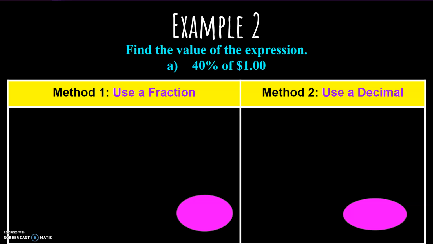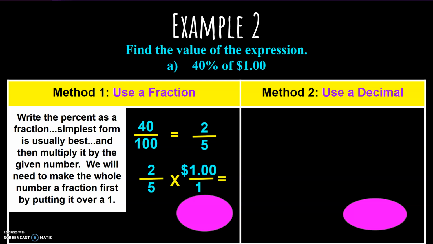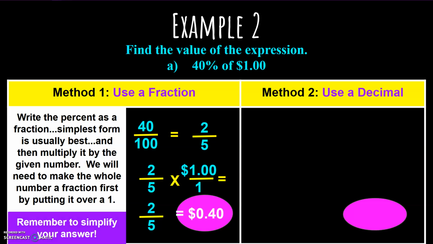Look at example 2. Find the value of the expression, 40% of $1. Let's use a fraction. I'm going to write 40% as a fraction in simplest form. 40%, stick it over 100, simplifies down to 2/5. 2/5 times $1 over 1 equals 2 over 5, which simplifies down to 40 cents. Because we're dealing with dollars here, we want to put our answer back into a decimal. 2/5 is the same as 4/10, or 40 cents. It's important to keep your units the same. We were dealing with money in the first place, so let's make sure our answer is also in money form.